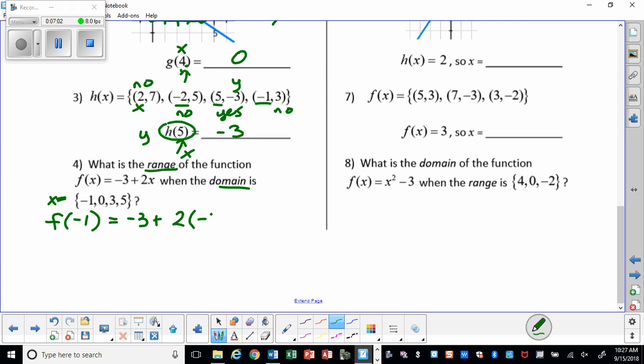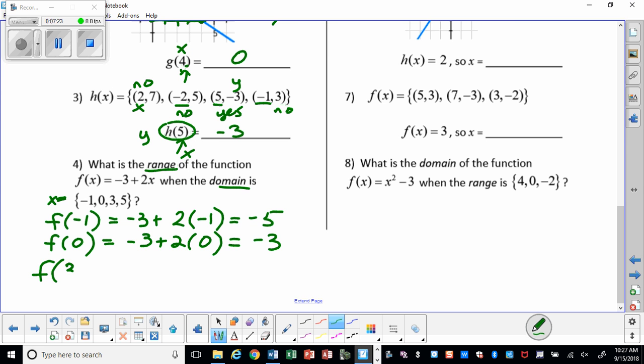2 times negative 1, all right? So negative 3, negative 2, that's negative 5. So negative 1 goes in, negative 5 comes out. And you just do that 4 times. So f of 0 equals negative 3 plus 2 times 0, which is negative 3.